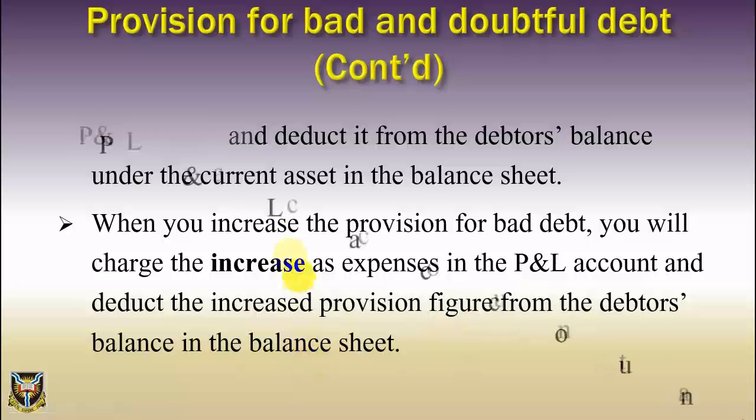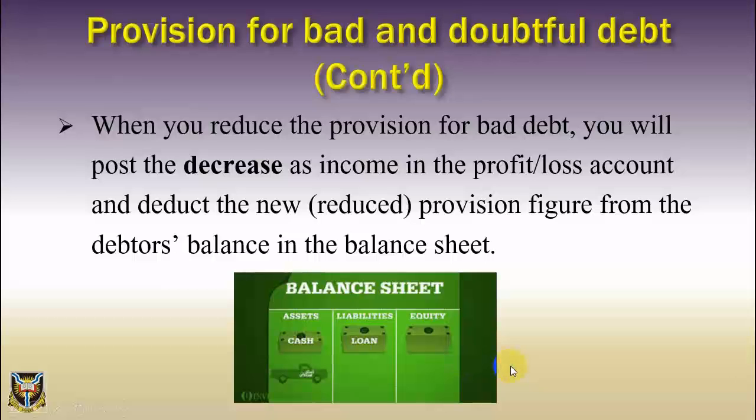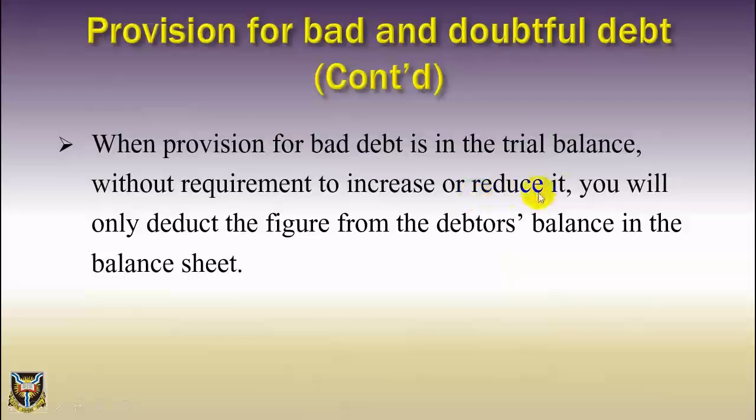When you reduce the provision for bad debt, you will post the decrease as income in the profit and loss account and deduct the new reduced provision figure from the debtors balance in the balance sheet. When provision for bad debt is in the trial balance, without requirement to increase or reduce it, you will only deduct the figure from the debtors balance in the balance sheet.